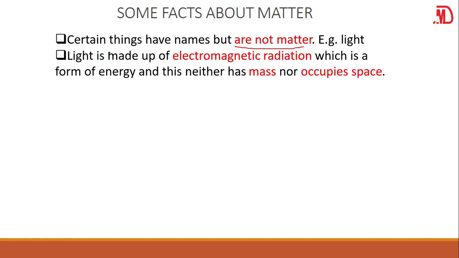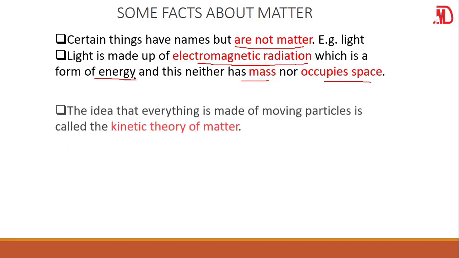Why? Because light is made up of electromagnetic radiation, which is actually a form of energy. And you know that energy neither has mass, nor occupies space. Energy doesn't have any mass, it doesn't have space, or volume. Isn't it? Yes. That is why you can't describe light, and for that matter, energy, as a form of matter.